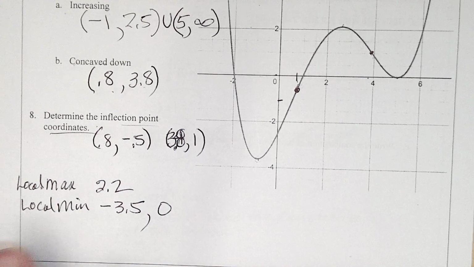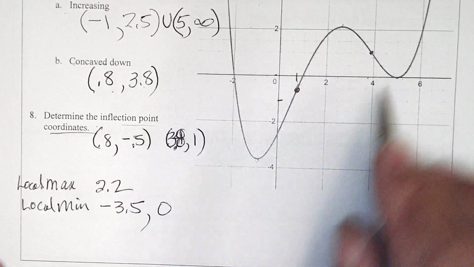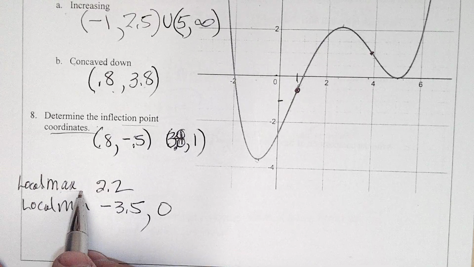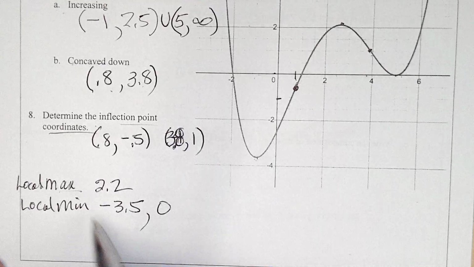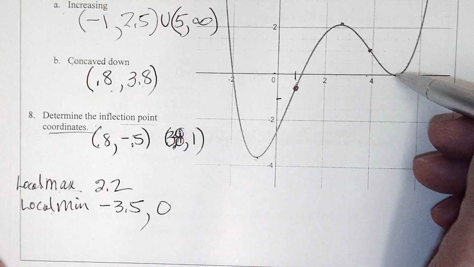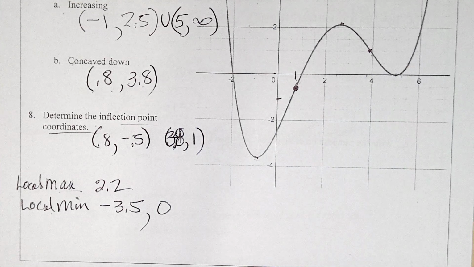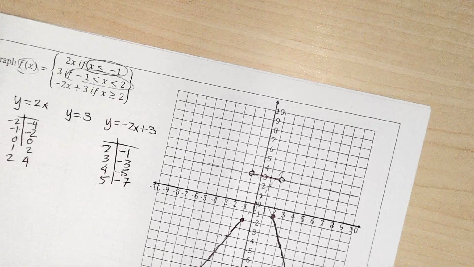Okay? Notice I didn't say where are they. I didn't ask for the x values. I just said what is the local max. The local max is a height of about 2.2. Local min, there's a low spot of -3.5, and there's another one of 0. So these are just y values for the high and low spots.